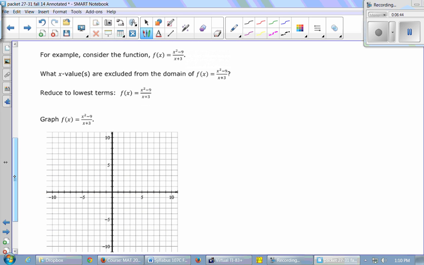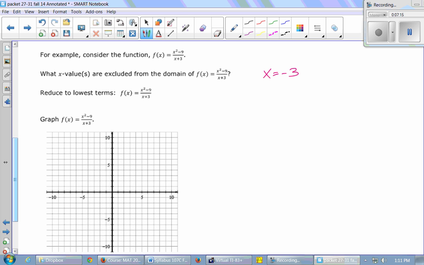All right, so let's look at the function x squared minus 9 over x plus 3. What x values are excluded from the domain of this function? X equals -3. Yep. X equals -3 has to be excluded from the domain, because otherwise my denominator would be 0, an undefined value.